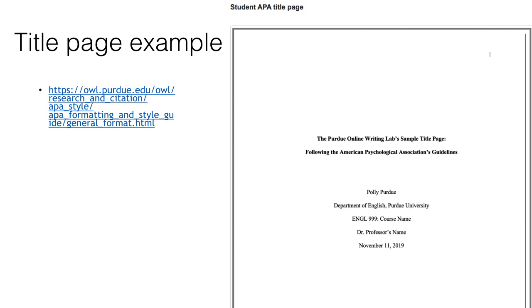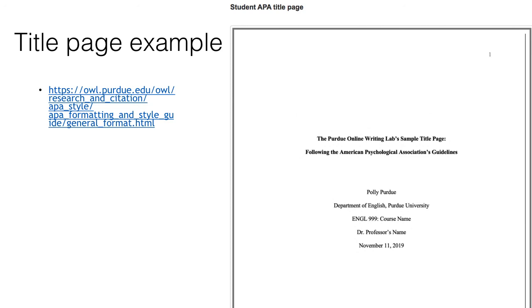Title page is also really important. There are two types of title page: professional writing and a student's APA title page. And we are going to use the student APA title page example. So you see the example here, your title, the title of your paper, in the very middle and boldface, followed by your name, department, and university, and the class name, and my name, Dr. Sunny Kim, and the date.